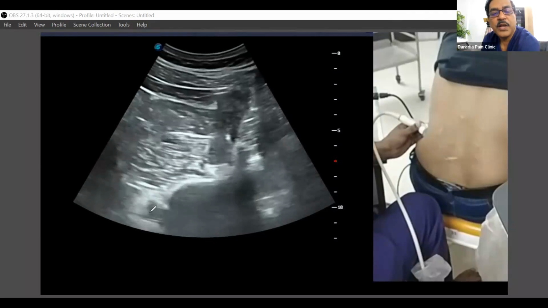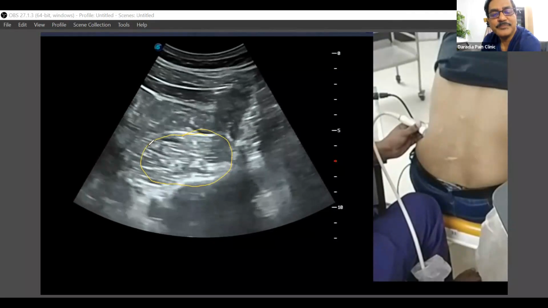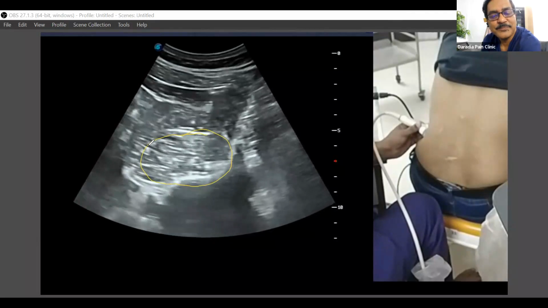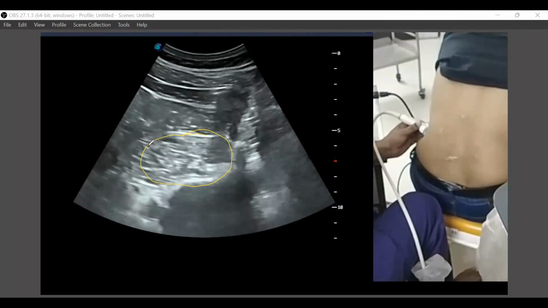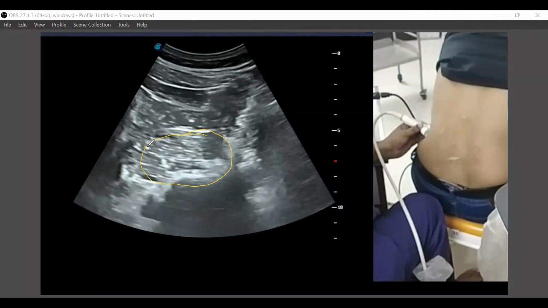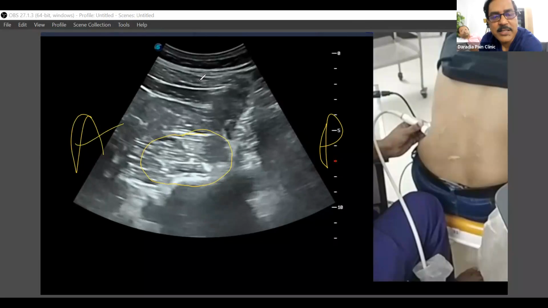This is your aorta. And what is this muscle? This muscle is your, which muscle is this? Quadratus. This muscle. This is posterior. This is anterior. This is lateral.